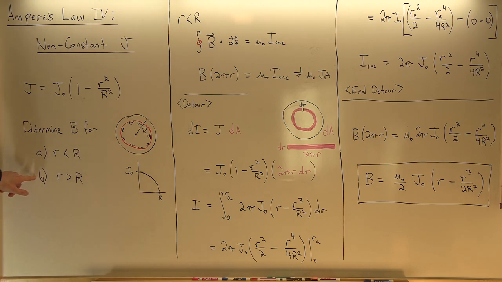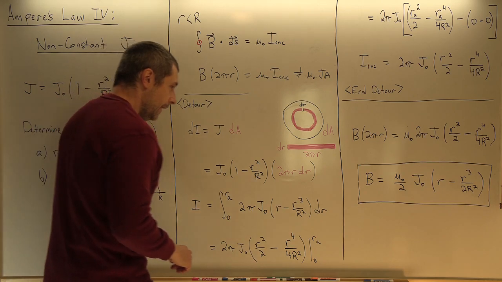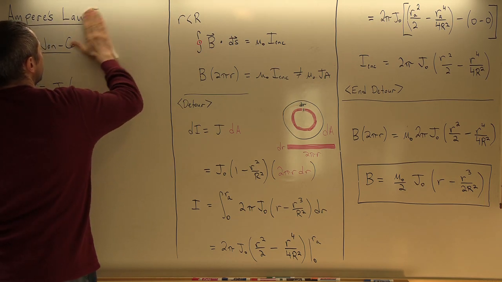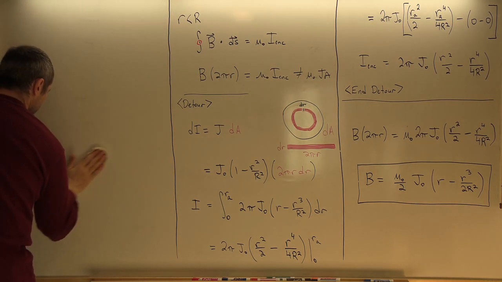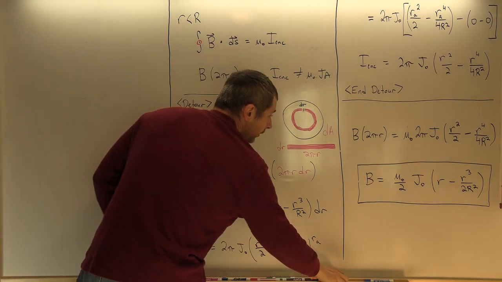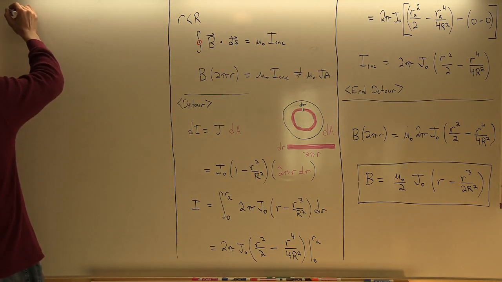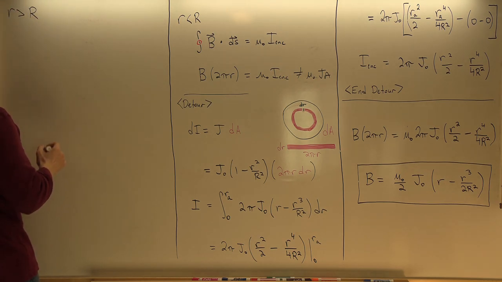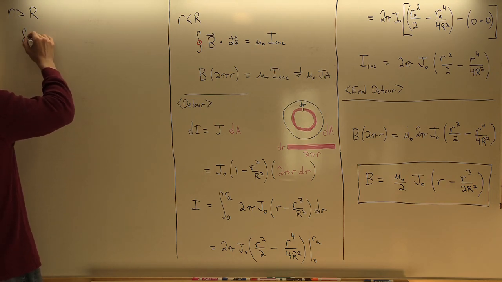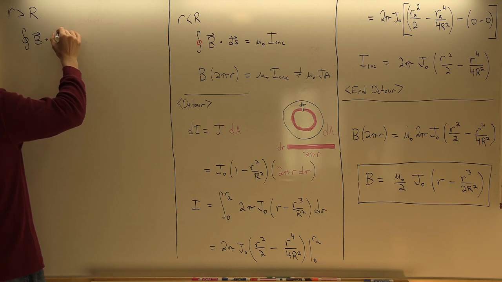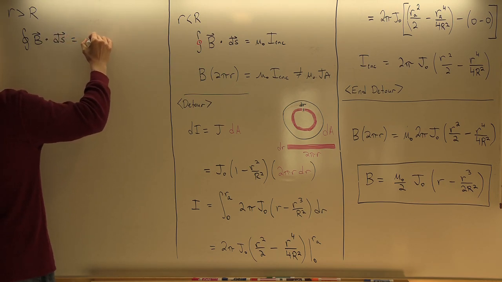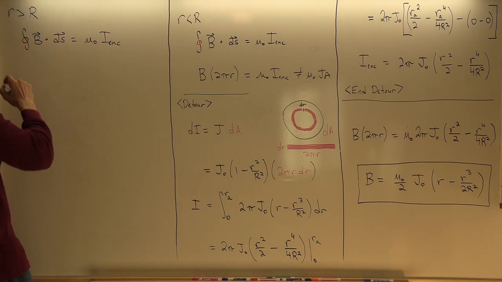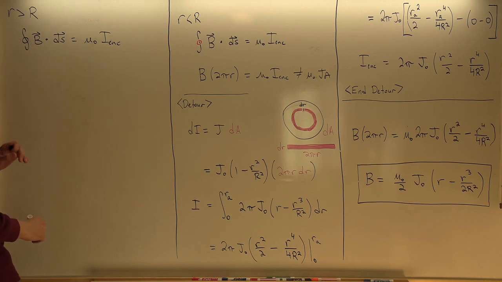Now we want to find the magnetic field outside the conductor. So let me make a little room. All right, so R greater than capital R. So once again, I begin with Ampere's law. Again, a reminder, all these terms are important. The vector signs, the dot product, the circle, and the integral. Don't leave any of those off, otherwise you say something radically different.